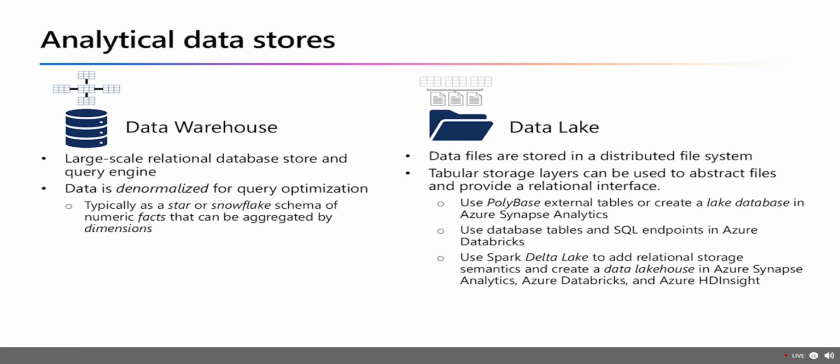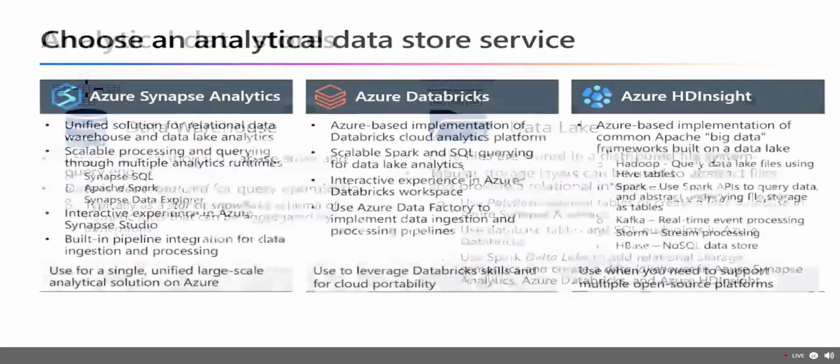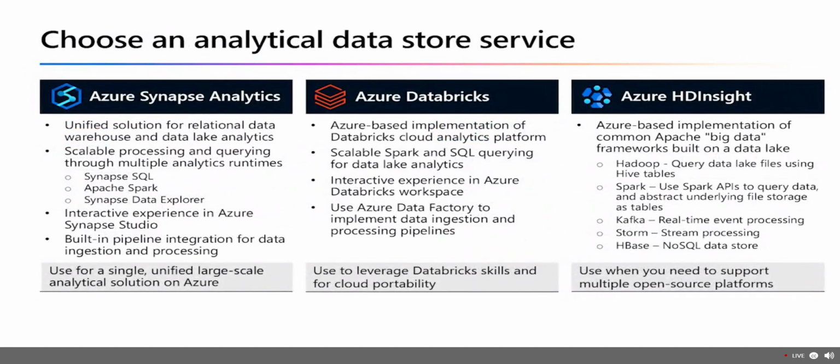Depending on the demand, you might think, how do we choose a data store out of all these things that we have talked about? So on Azure, there are three main services that you can use to implement a large-scale analytical store: Azure Synapse Analytics, Azure Databricks, Azure HDInsight. Each of them has their own features and highlights, and we're going to talk about them, and then you can make a call on what is best for you.